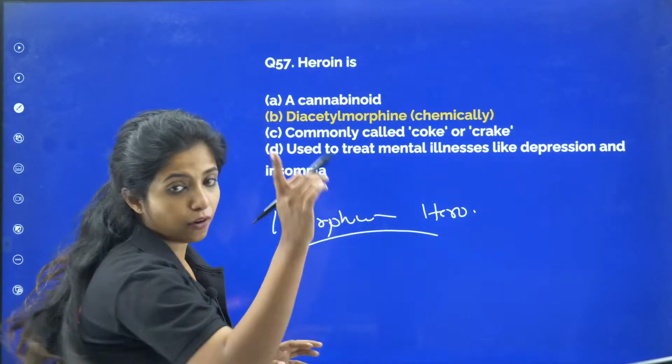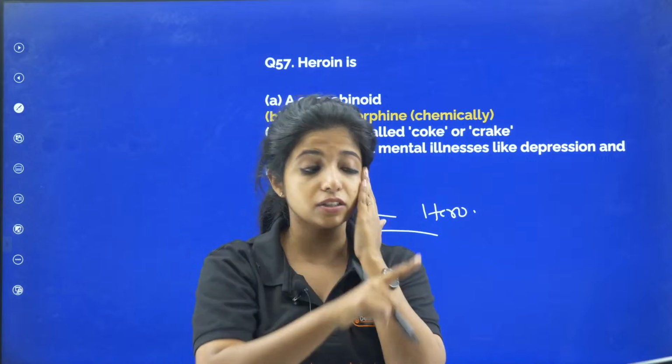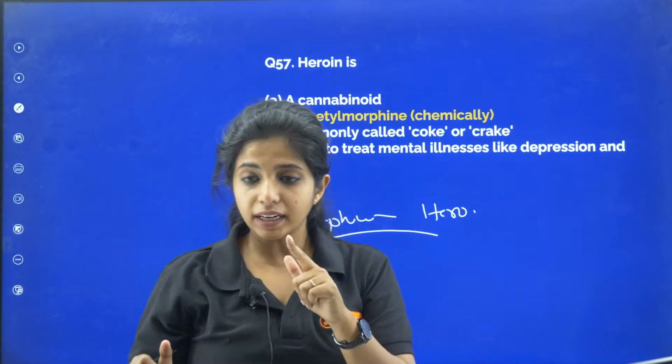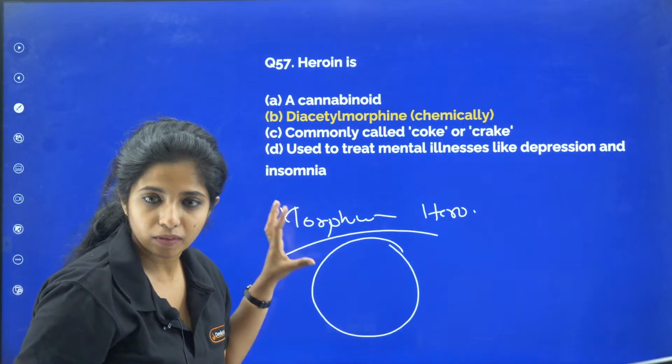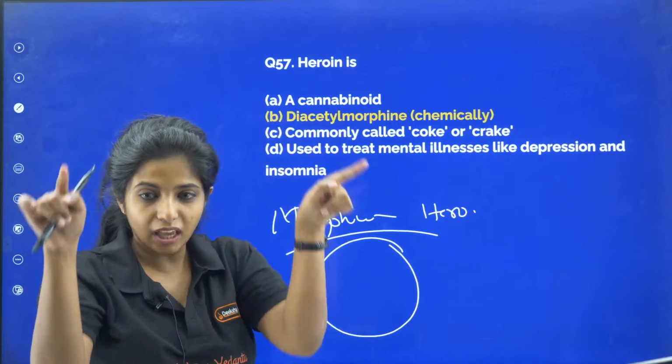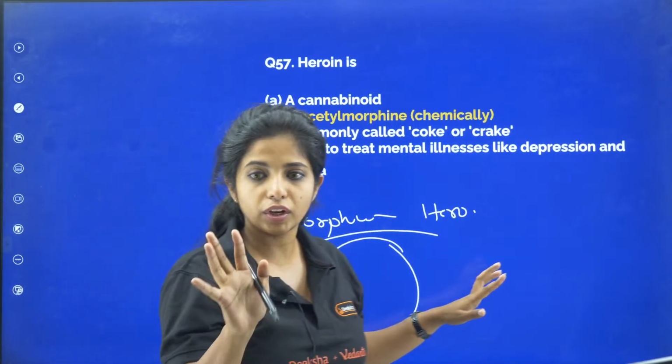If in your NCERT the structure of opiate is given, it looks like an O. Always remember, it is morphine only. It is a chemical structure that is given, and it looks like an O. So you can remember it's from opiate.